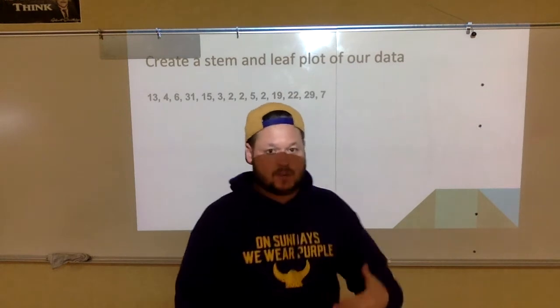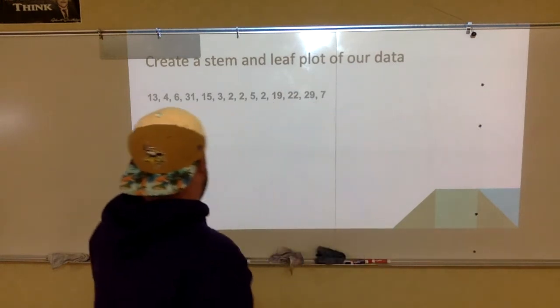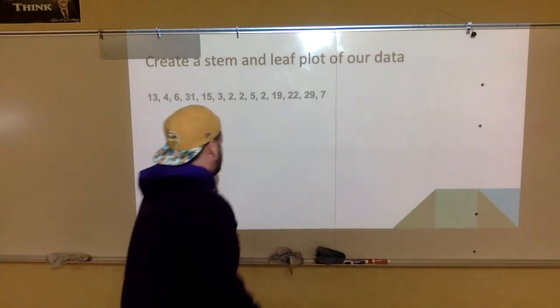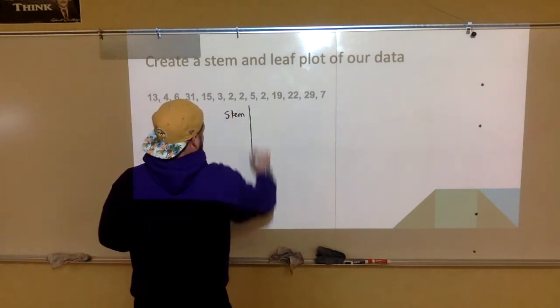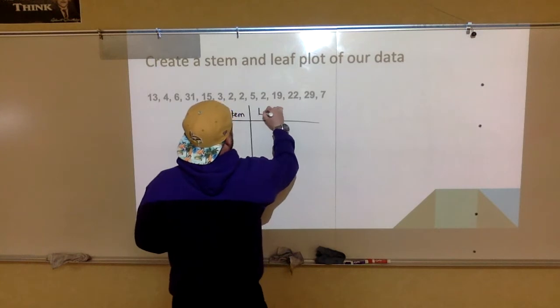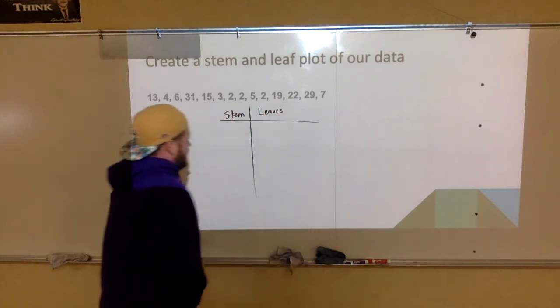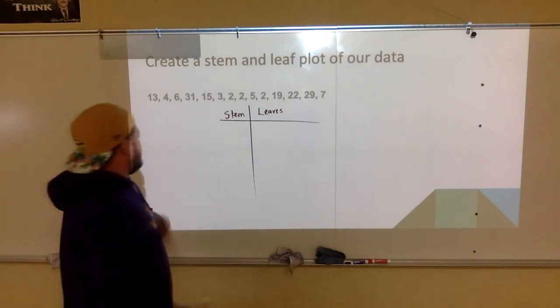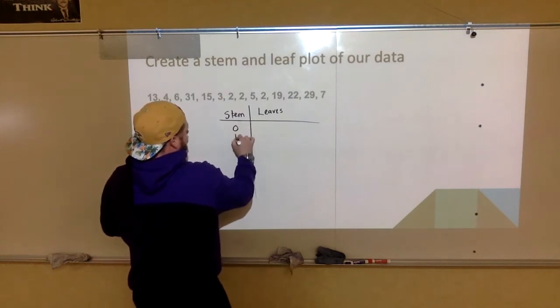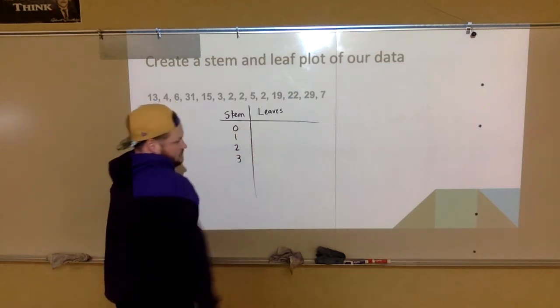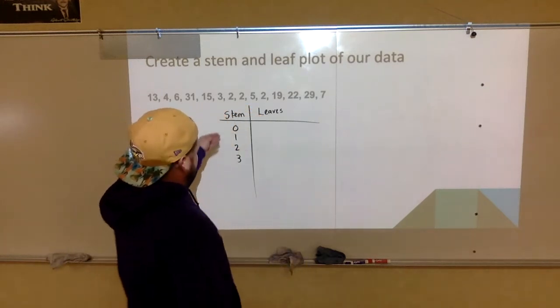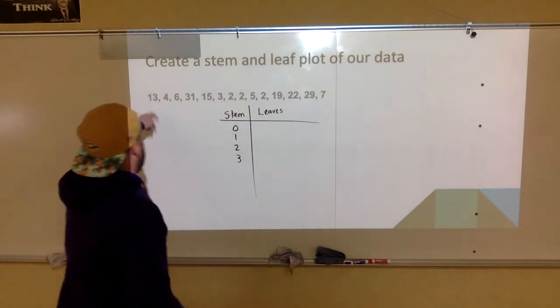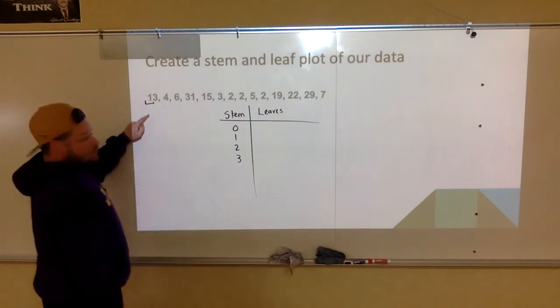So here's some of that information we saw at the beginning of our video. So I'm going to go ahead and go stem, leaves, and I'm going to write 0, 1, 2, and 3. The reason I'm writing those numbers is because these are all the tens places that exist, right? For here, my tens place is a 1.